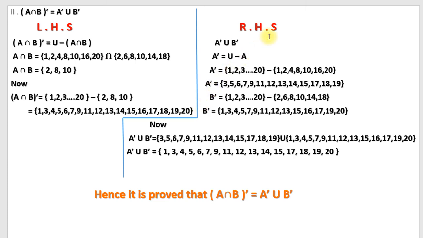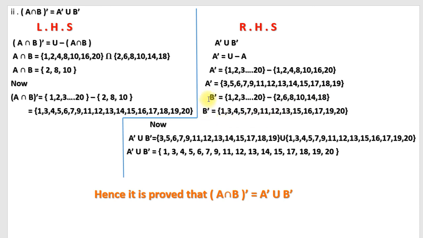Now let's come to right hand side. In right hand side, A complement union B complement. First we'll find the A complement. A complement stands for U difference A. In difference A, the set containing those elements that are in U but not in set A. So see the missing elements in the other set: 3, 5, 6, 7, 9, 11, 12, 13, 14, 15, 17, 18, 19.